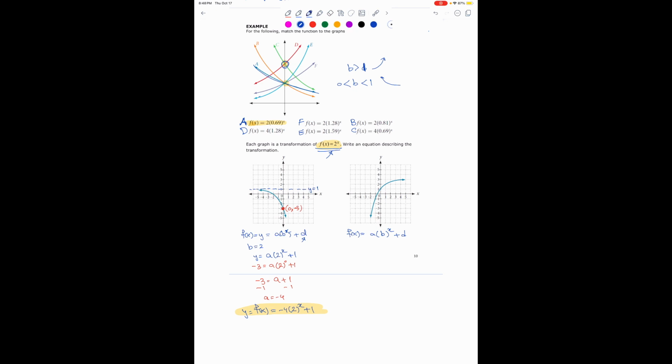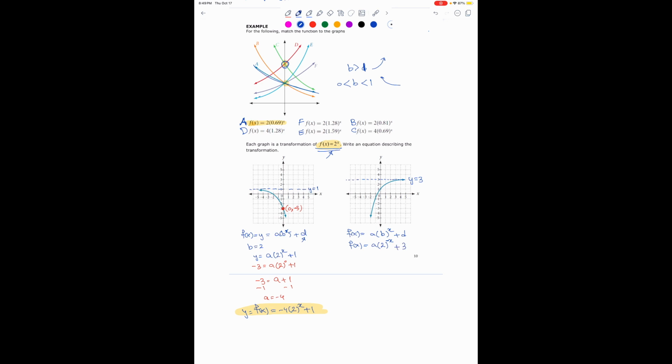So we can say this is a reflection over the y-axis, followed by a reflection over the x-axis and a shift upwards, or vertical shift. The horizontal asymptote is going to be the line y equals 3. And because of the horizontal reflection and the vertical reflection that we have here, we know that the function is going to take the shape a times 2 to the negative x, and then plus 3.